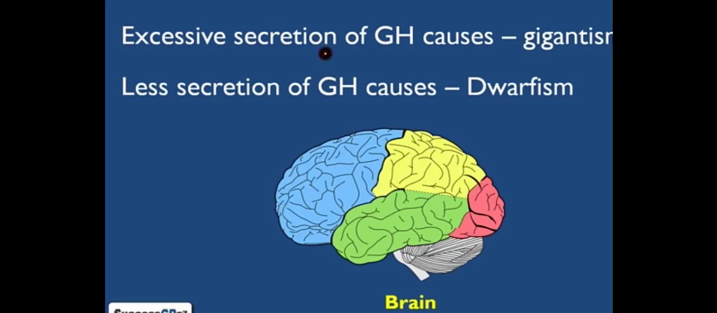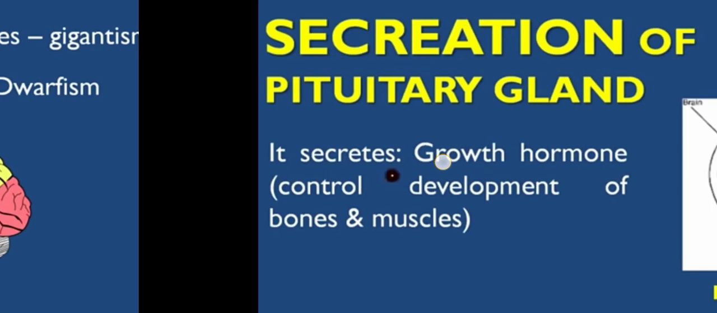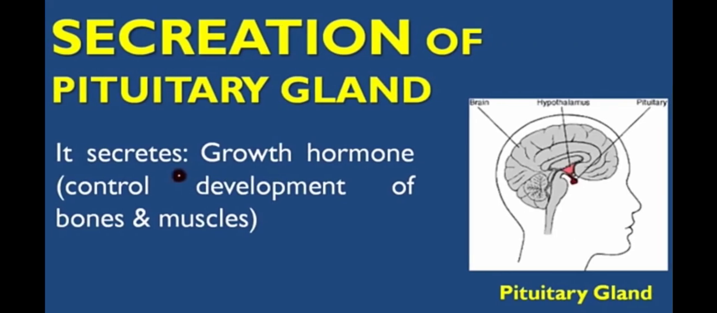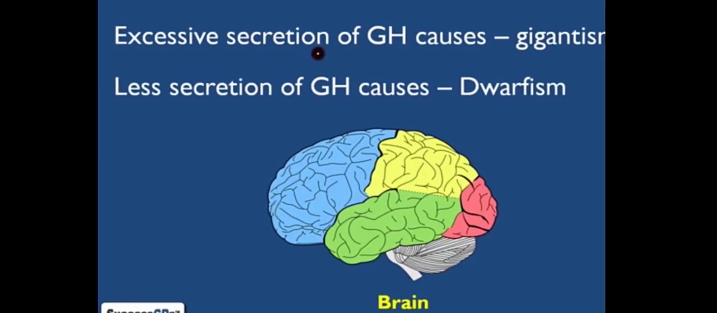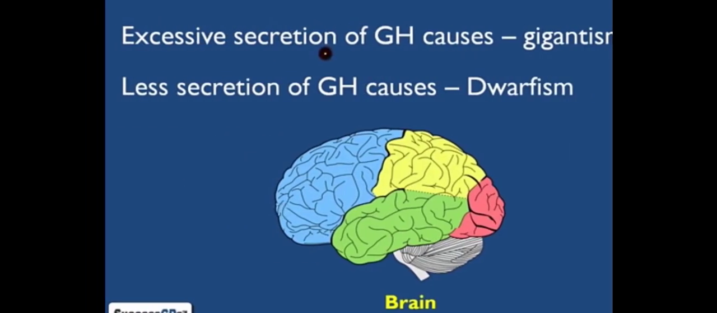So this pituitary gland, we studied that it is the master gland. It is located in the brain. It secretes growth hormone, which controls the development of bones and muscles. If there is more secretion of growth hormone, it will cause gigantism. If there is less secretion of growth hormone, it will cause dwarfism.